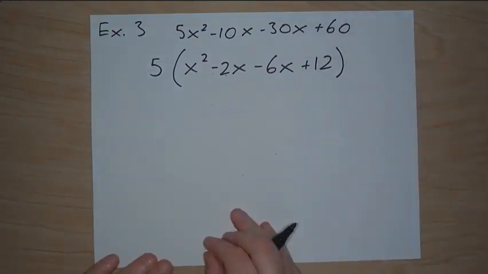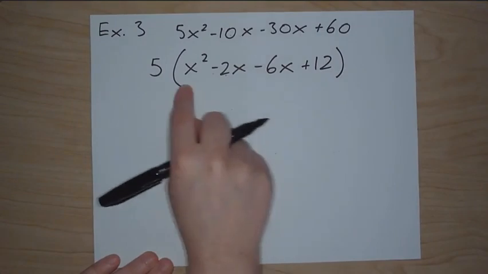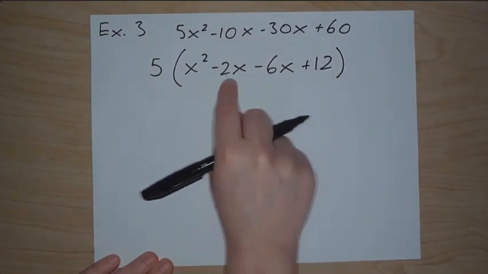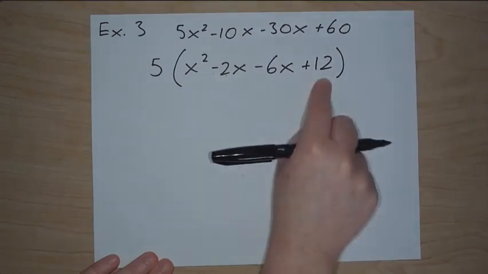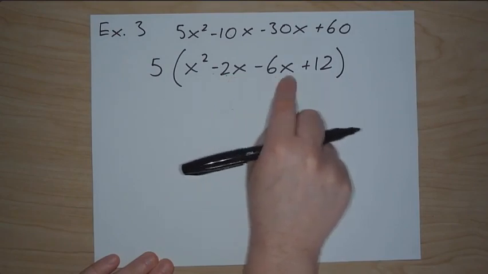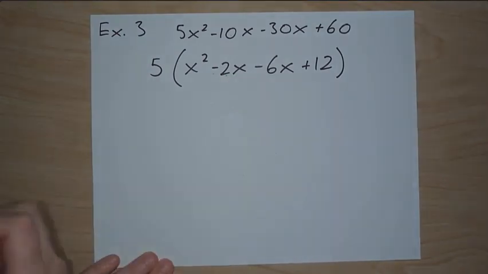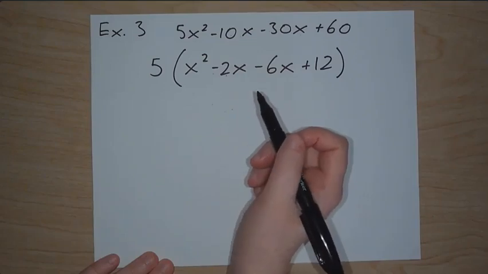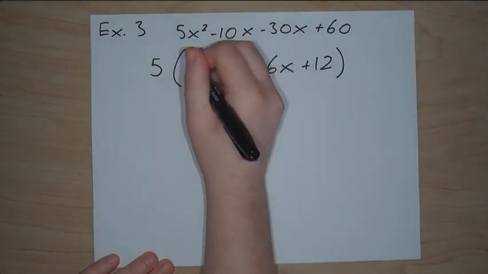So now that we do that, we're going to look at this part just in here. We're going to ignore the 5, although we're going to keep it there. And we're going to look at this and go, okay, there's no more GCF. We can't pull out any more numbers. These two numbers are separated. This x term is separated. So that's a hint that we could try factoring by grouping, just like we've done for the past two examples.